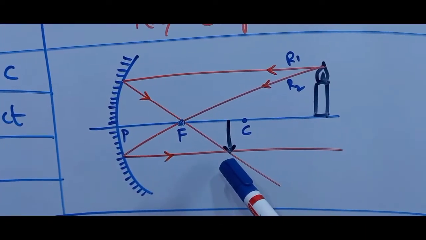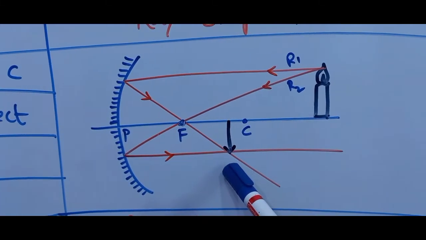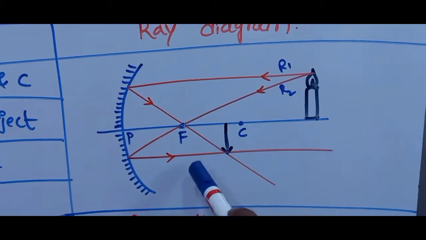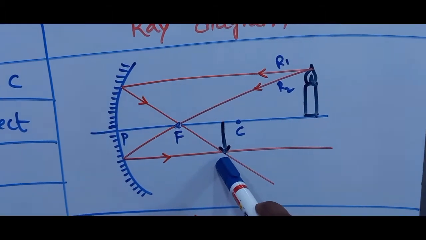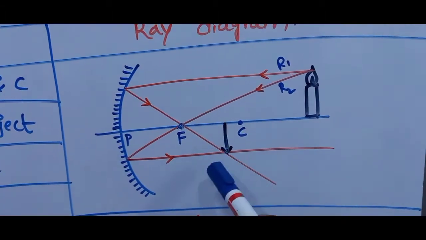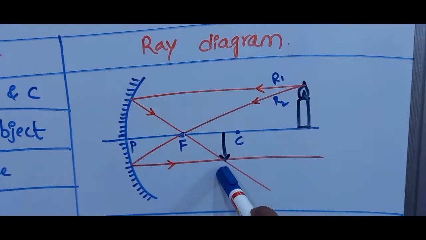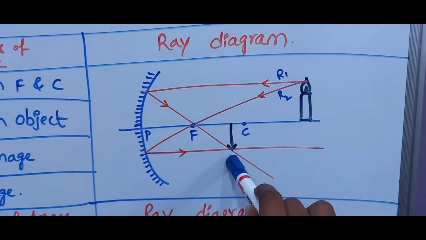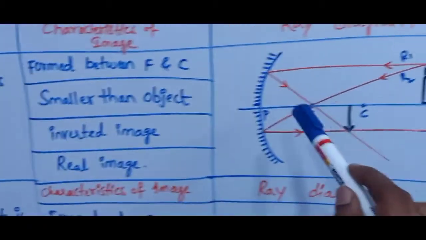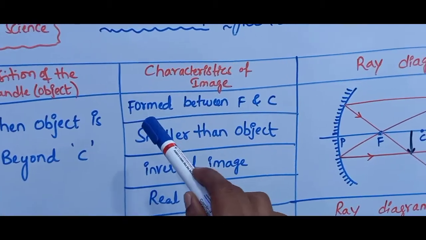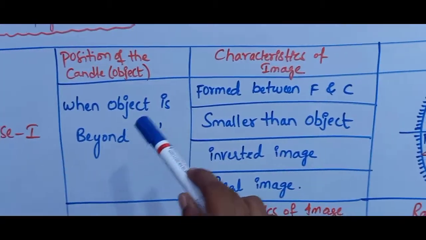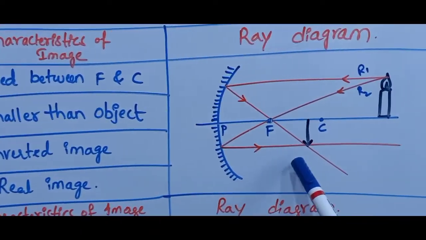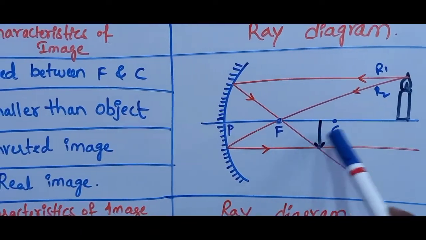And these reflected rays, at the point where they meet, we will get the image of the object. As per the diagram, these reflected rays are meeting at a point. This point is in between C and F. So this is the intersecting point. Hence we will get the image here only. So where do we get the image? The image is formed between C and F according to the diagram also. So our experimental results say that when the object is placed beyond C, the image will be formed between F and C. According to the diagram also, we got the image formed between F and C.